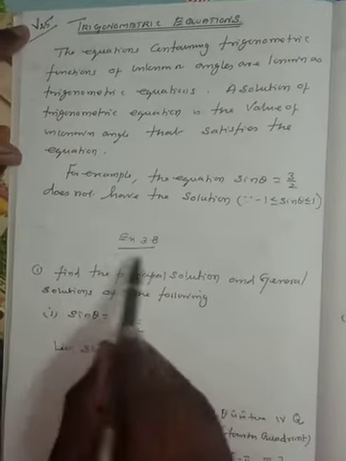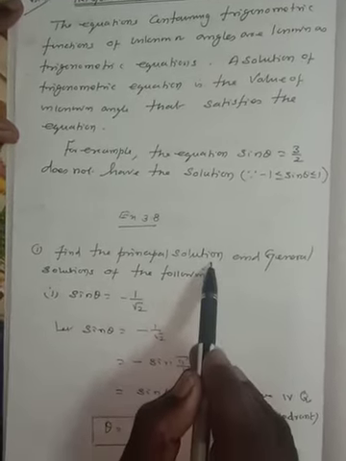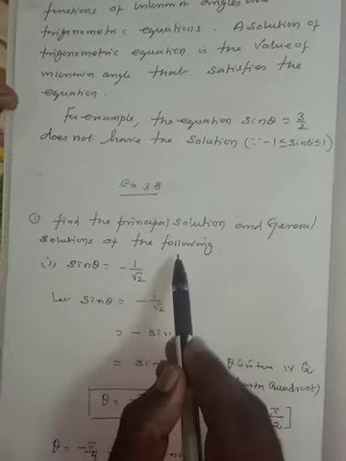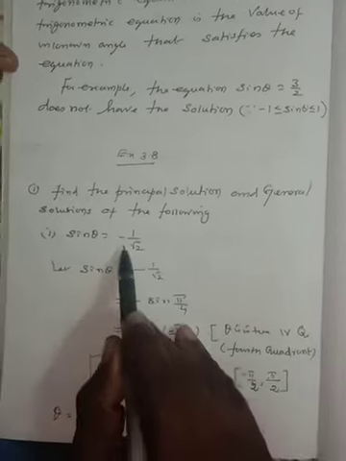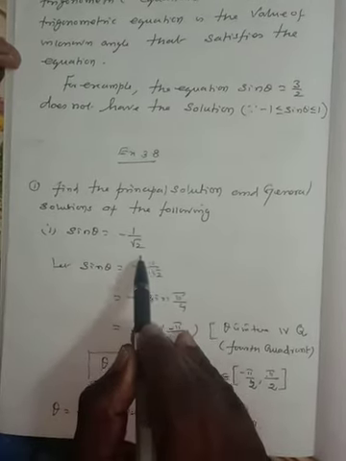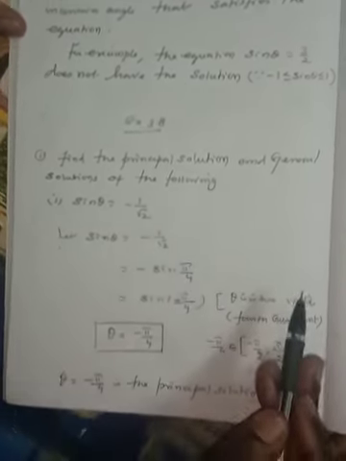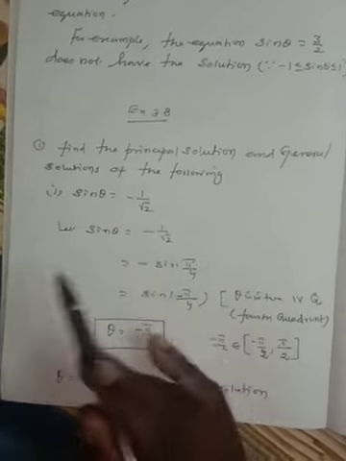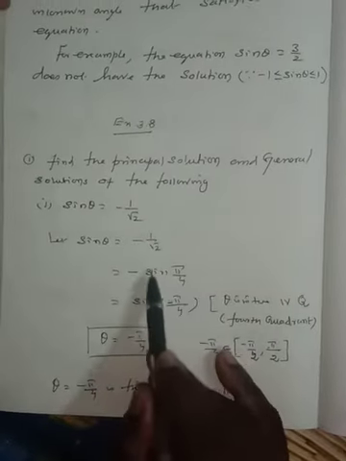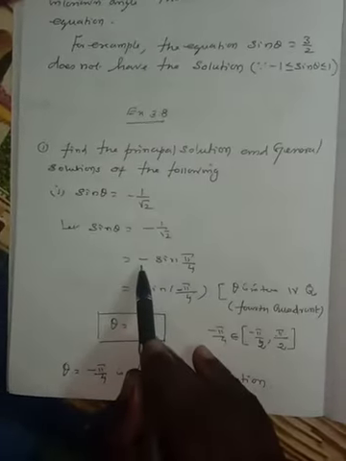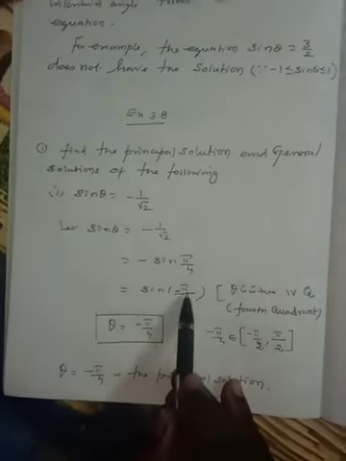Now, Exercise 3.8, sum number 1. Find the principal solution and the general solution of the following. Number 1, sin theta is equal to minus 1 by root 2. Let sin theta is equal to minus 1 by root 2. This can be written in terms of sine as minus sine of pi by 4. Sine pi by 4 is 1 by root 2, into minus 1 is minus 1 by root 2, which is equal to sine of minus pi by 4.